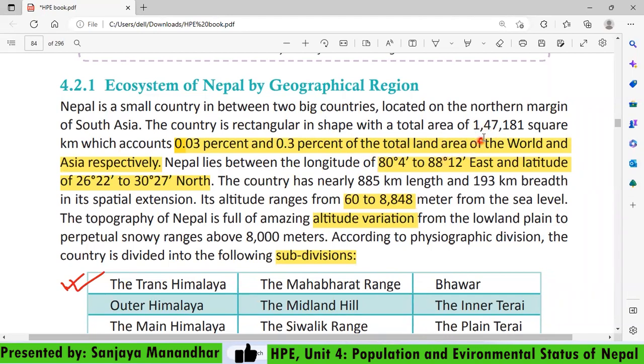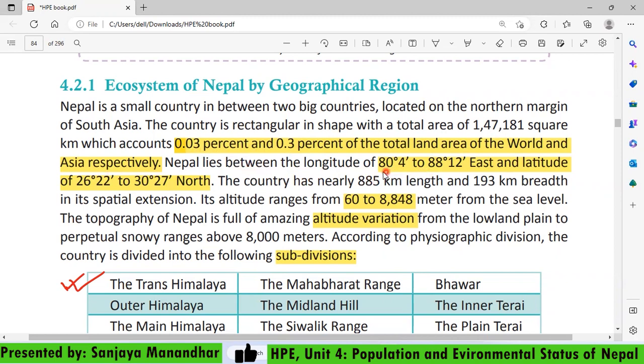So the area of Nepal, 147,181 square kilometers, is given, but it has slightly changed. It is now 147,500-something square kilometers, it has already increased. So no need to focus on this more. And Nepal covers 0.03% and 0.3% of the total land area of the world and Asia respectively. Means 0.03% of the land area of the world and 0.3% of the land area of Asia. So you can remember, sometimes you may be asked.